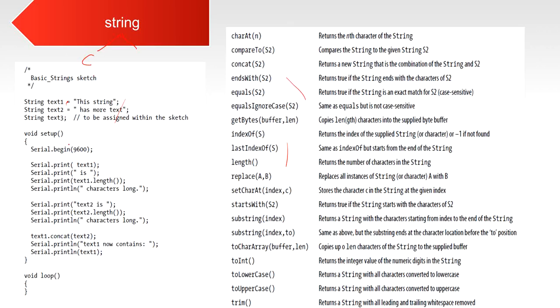So for this particular case, we define three string variables. The first one is text1, which has some text. Text1 has some text, text2 has some other text, and then text3 we left empty.